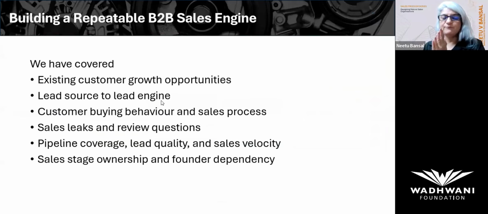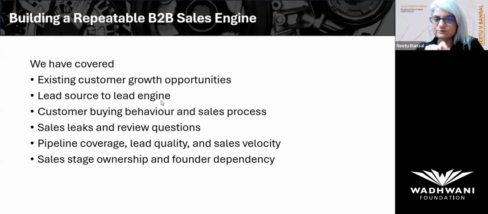So now if you see what we have done, this is your complete engine. First, start with your existing growth customers. Build systems for that. Convert your lead sources into lead engines. Map your customer buying behavior and the sales process. Whichever is the gap is where your engine is also becoming weak. Identify where the leaks are and create review questions around that. And also, what are you going to track on a review week on week?